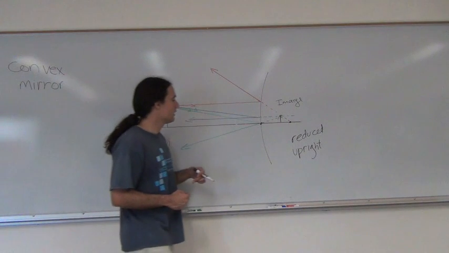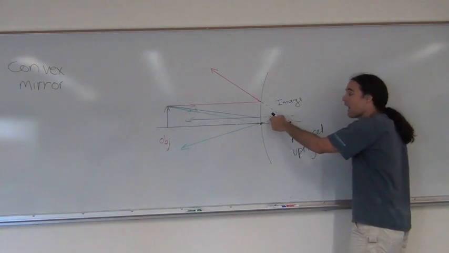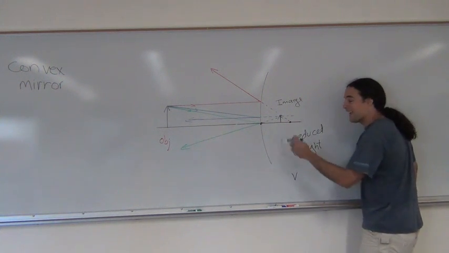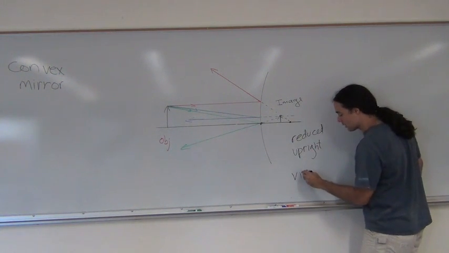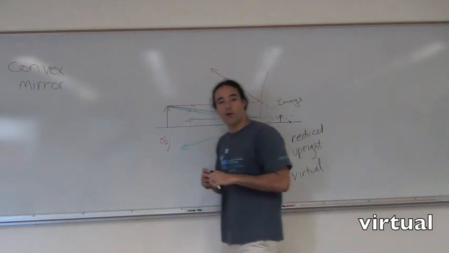Finally, we know that the light rays aren't really behind the mirror. They get reflected before they get behind the mirror. So I can't just hold up the screen and make that image. Since I can't make a real image of the object, we call that a virtual image.